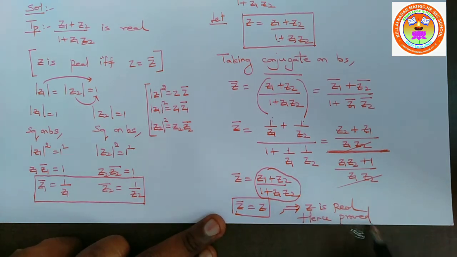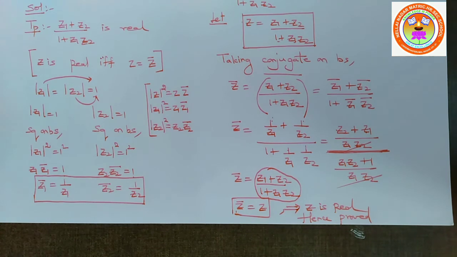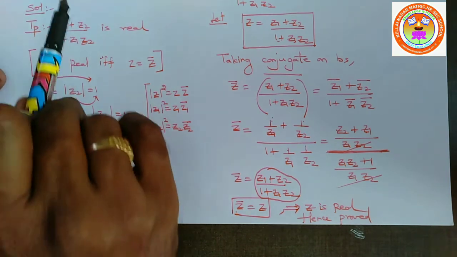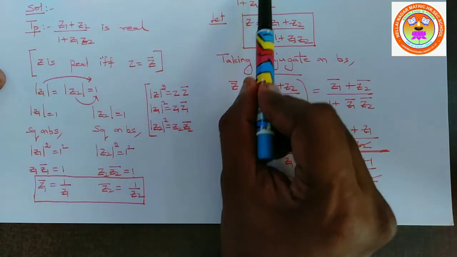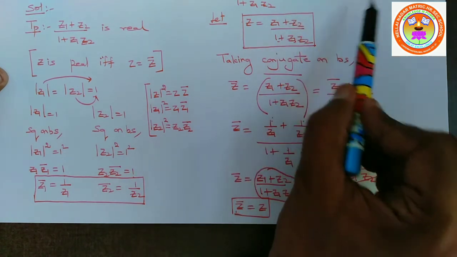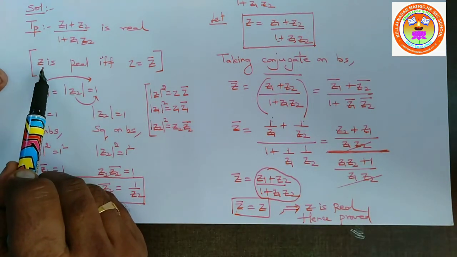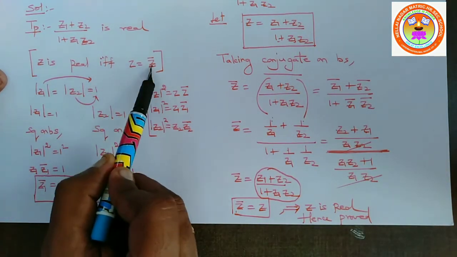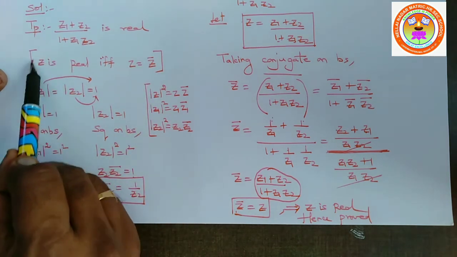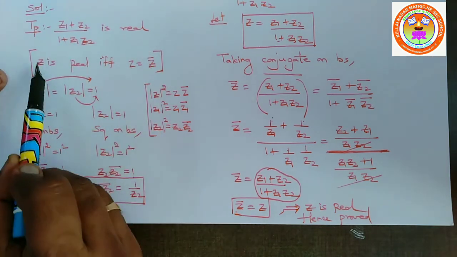Very, very important sum. The main concept is, listen, we need to show that (z1 + z2)/(1 + z1 z2) is a real number. Since we know one concept, z is real if and only if z is equal to z bar, I need to show z is real. If z is equal to z bar, then z is real.